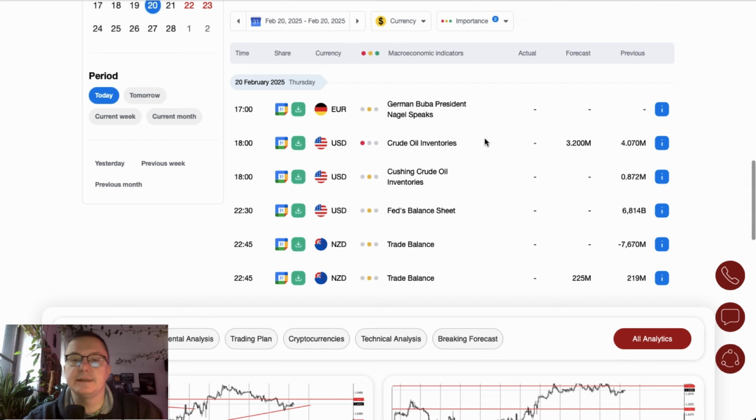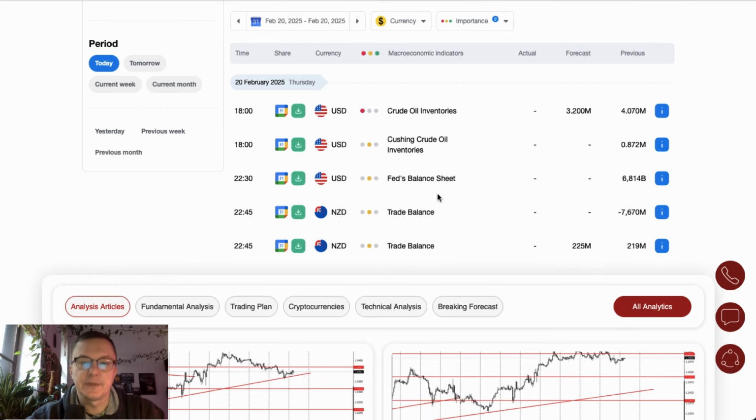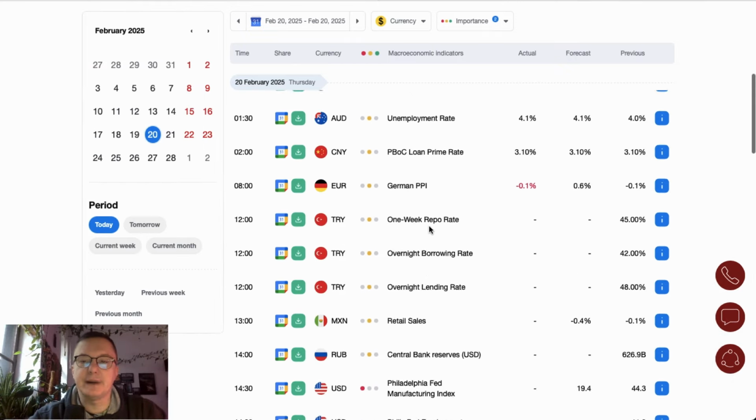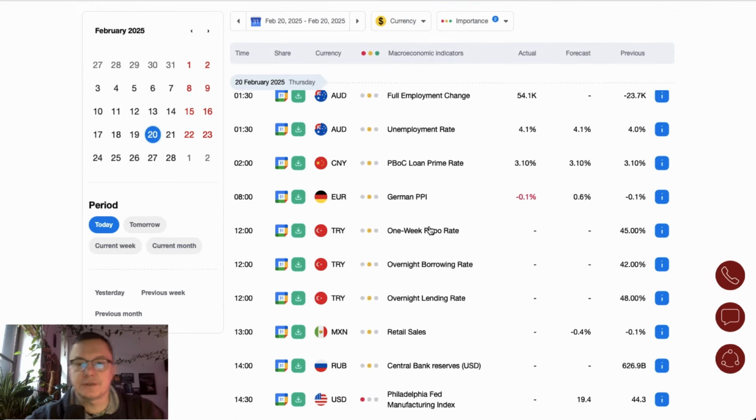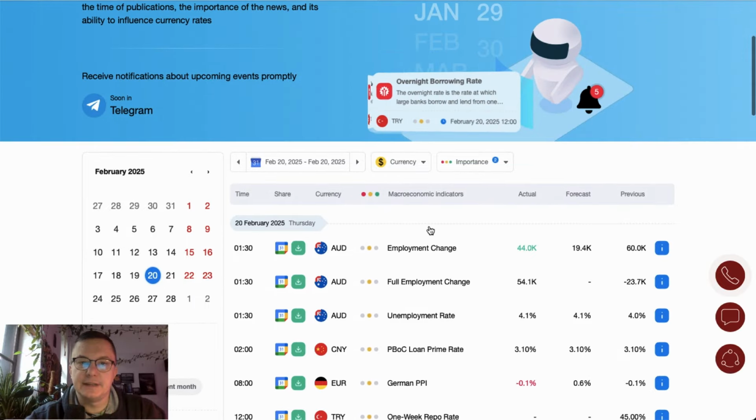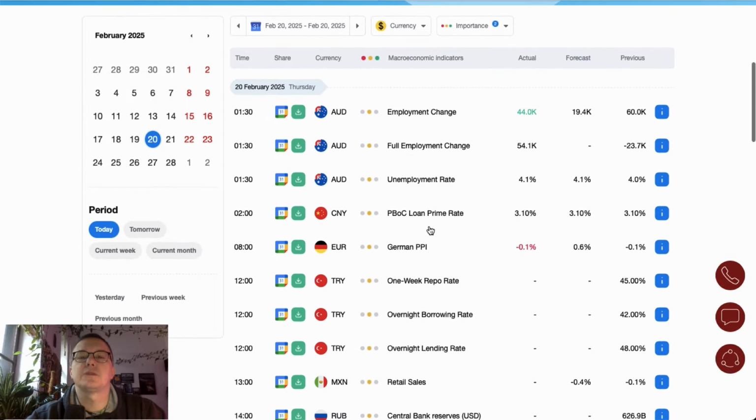German President Joachim Nagel gives a speech at 5 o'clock. One hour later, we get crude oil inventories and Cushing crude oil inventories. At 10:30, we get the Fed's balance sheet, and then we enter the Asian session. We get trade balance data from New Zealand. So the second part of this day, which is of course the US session, will be much more important than the first part of this day. Nevertheless, we are still going to take a look at some charts.